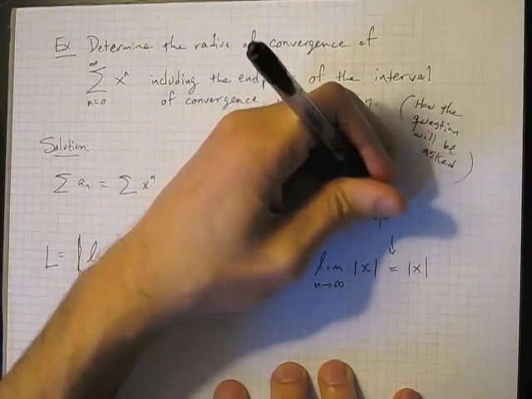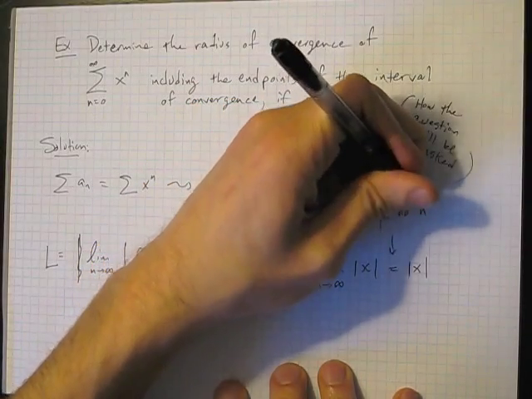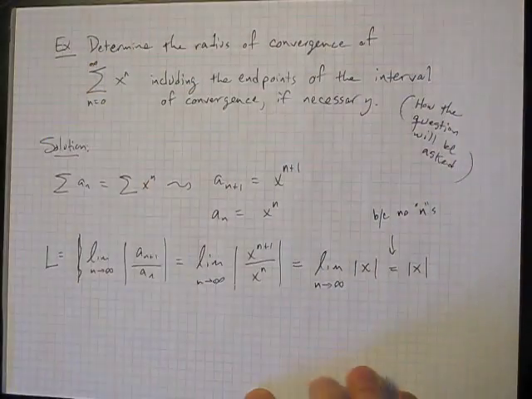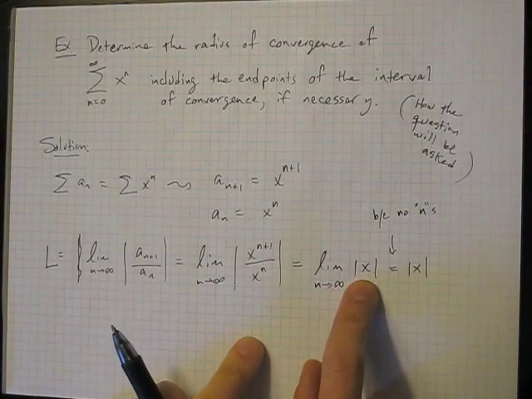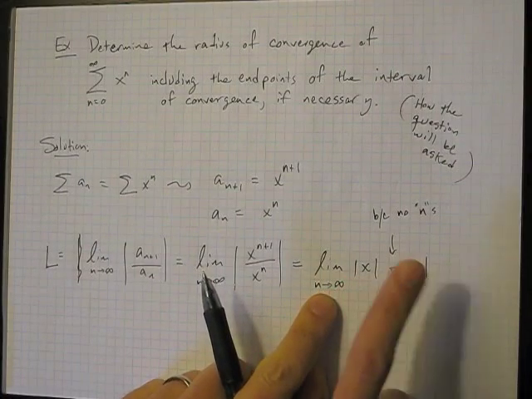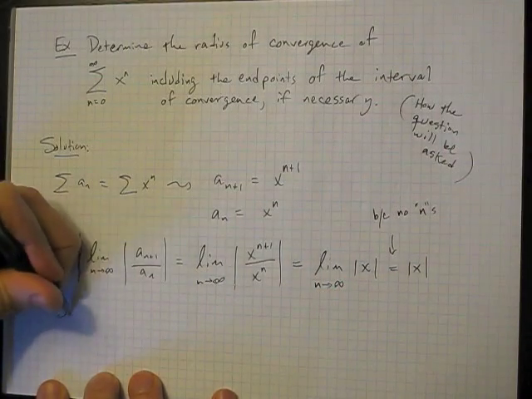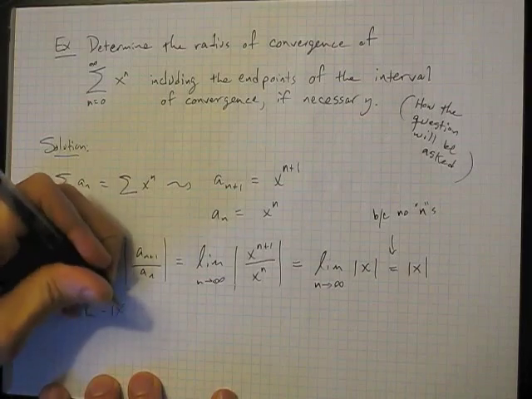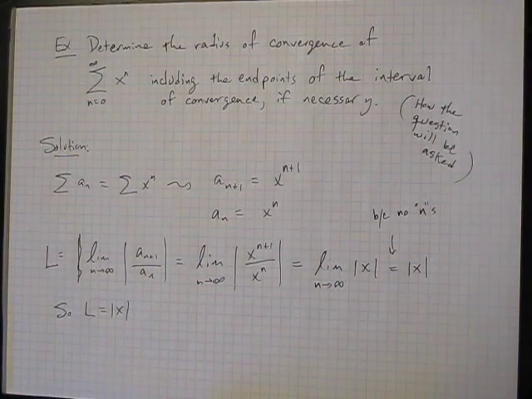So this is because no n's. And we're taking a limit, right? This thing is just absolute value of x for every value of n. And so the limit is this. So that means L is equal to the absolute value of whatever number you're plugging in.